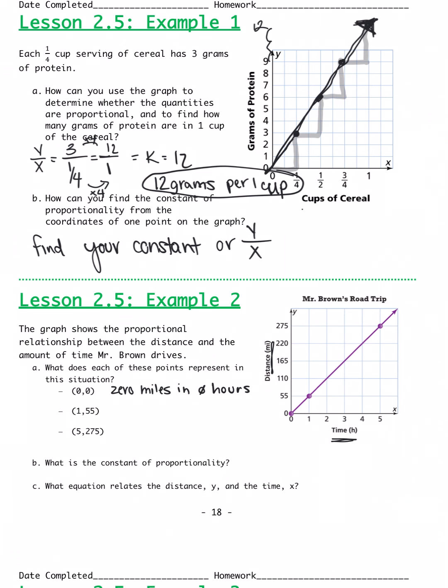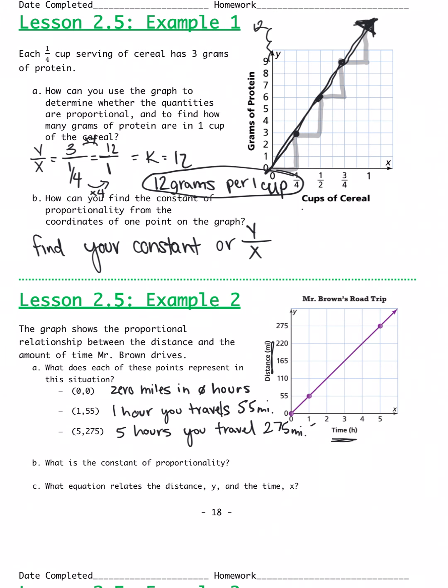So now at 1 hour, you've traveled 55 miles. And this one's saying at 5 hours, you travel, I spelled travel wrong up here, 275 miles.